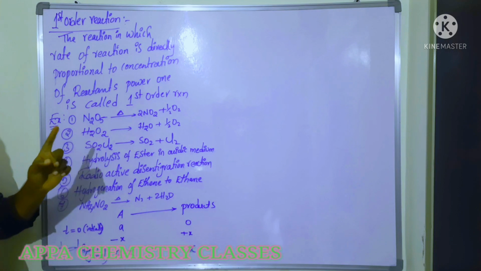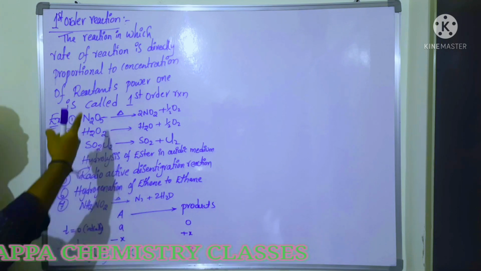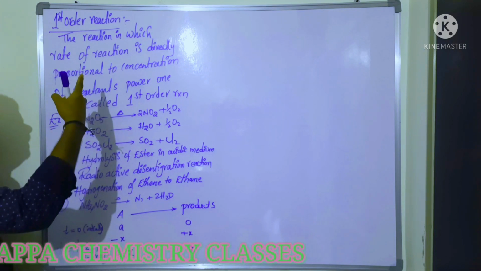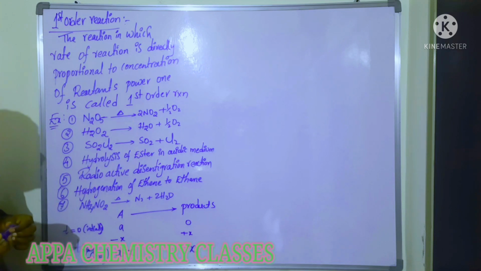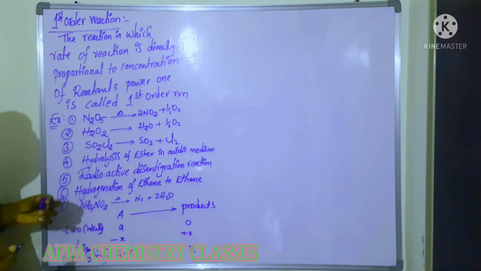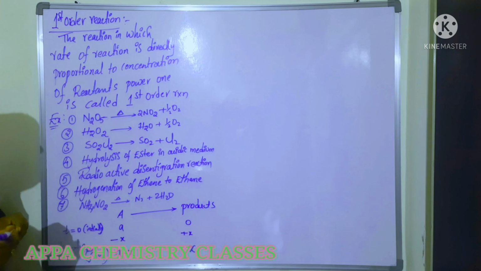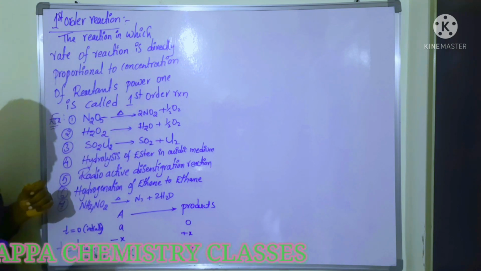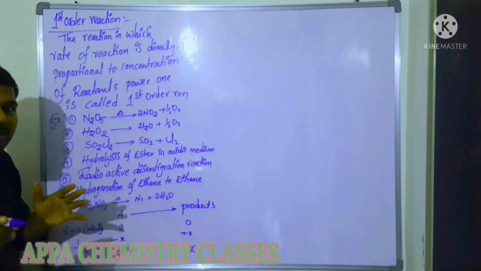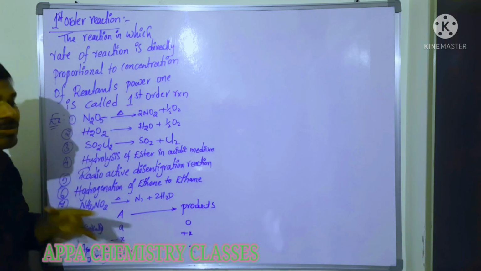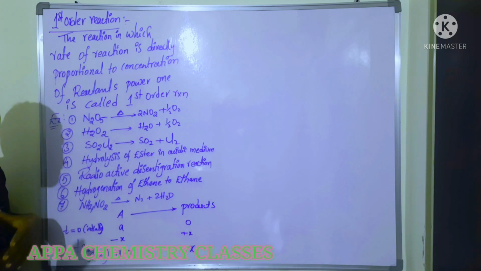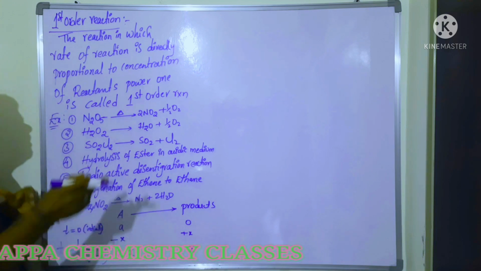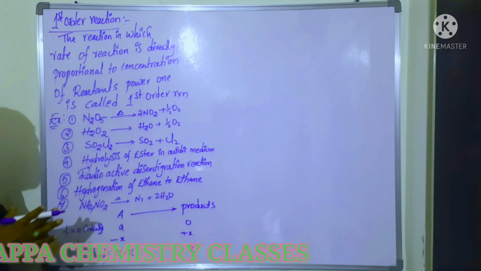Now we are coming to the first order reaction. What is meant by a first order reaction? The first order reaction is nothing but the reaction in which the rate of reaction is directly proportional to the concentration of the reactant with its power 1. That is, the rate of reaction is directly proportional to the concentration of reactant. That is the definition of first order reaction.